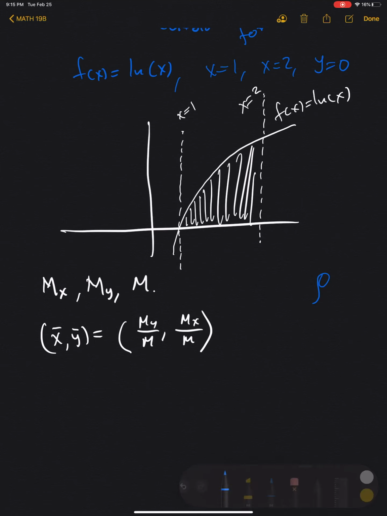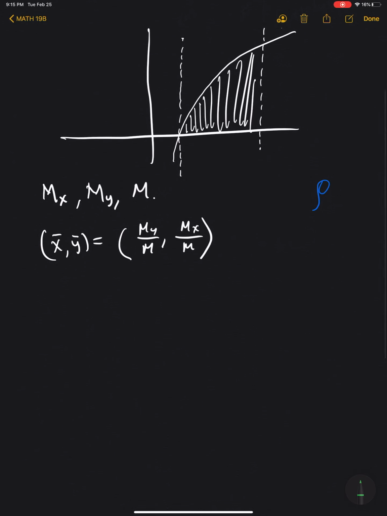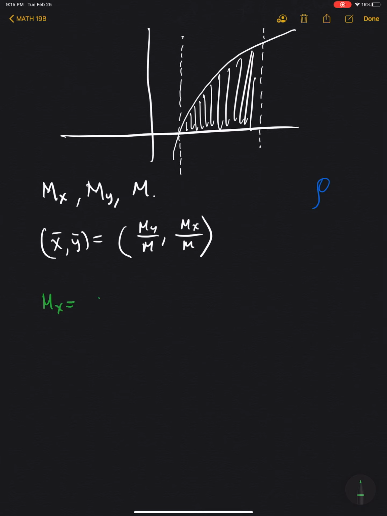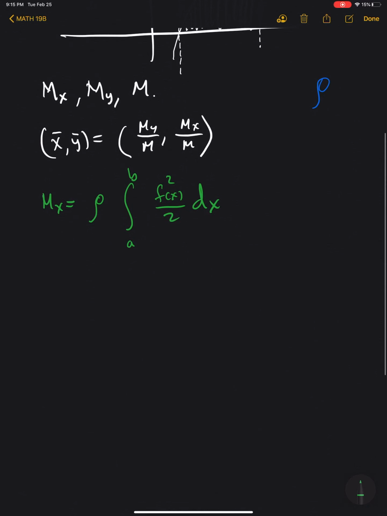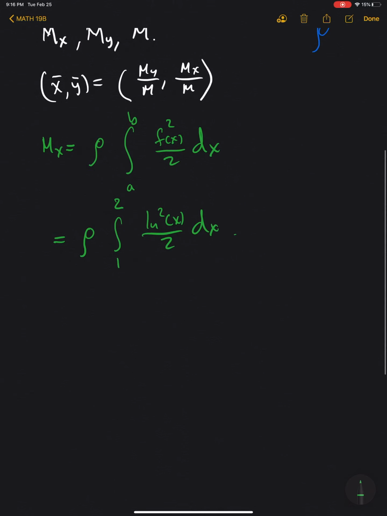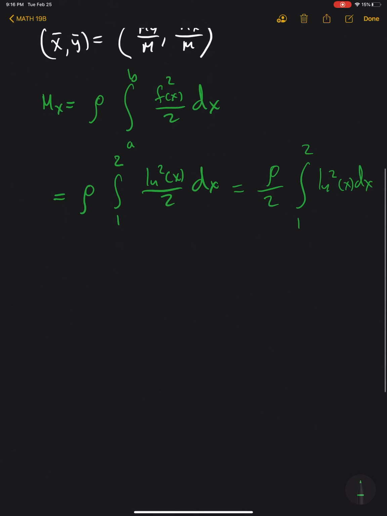So for the moment, what we're going to do is find the moments and then find the coordinates. The equation for the x moment is going to be our density, which in the end is going to cancel out, times the integral between a and b of f of x squared divided by 2 dx. This is the general formula for the x moment. So in our case, this turns out being rho times the integral between 1 and 2 of natural log squared divided by 2 dx. We can write it as rho over 2 times the integral between 1 and 2 of natural log squared dx. In order to work with this integral, we can use a u substitution.